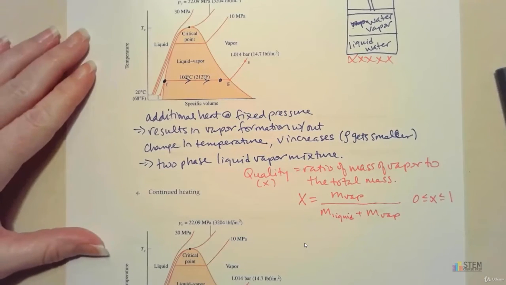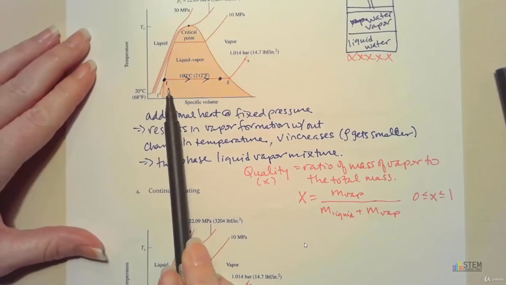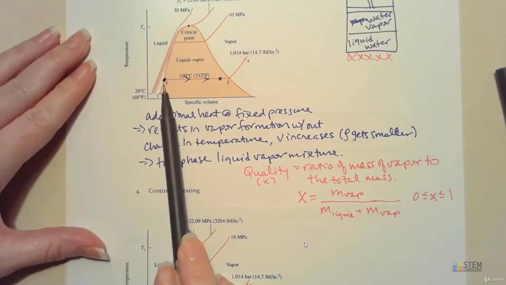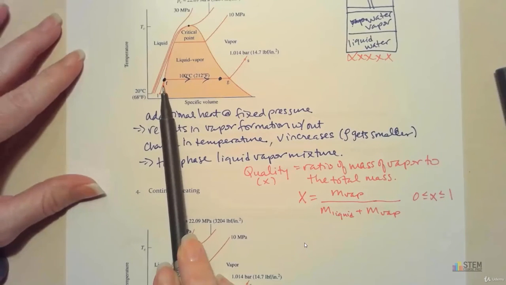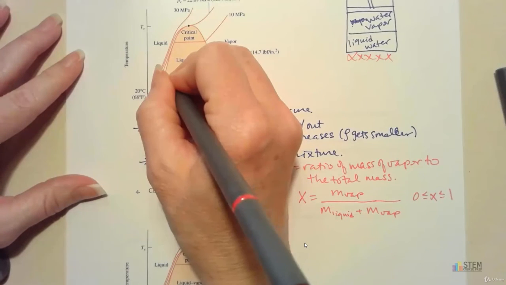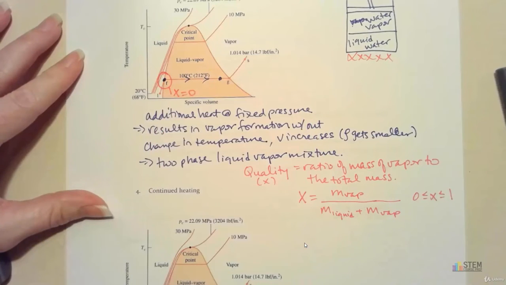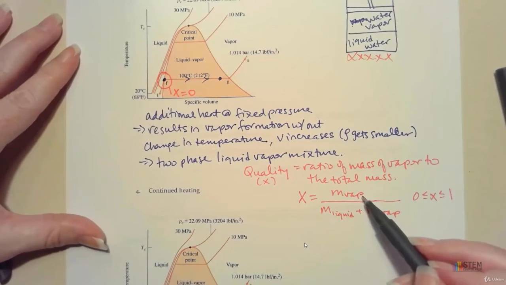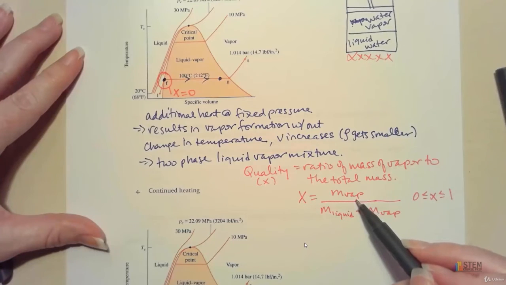Now, let's think about what this means. Let's go back up to this diagram here. At this point F, we are just about to vaporize. So we're still 100% water. It hasn't vaporized yet. It's just about to, but it hasn't yet. So at this point right here, X, or your quality, is going to be 0. That's because we don't have any vapor mass yet. So M vapor goes to 0.